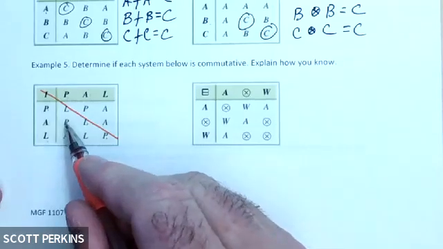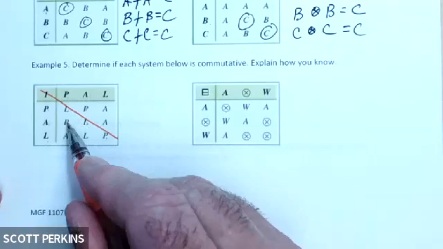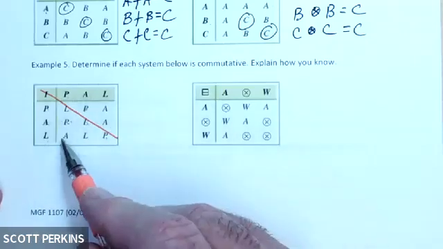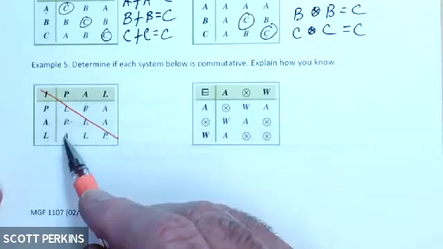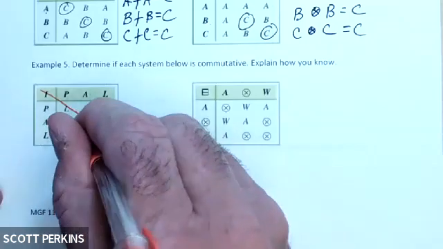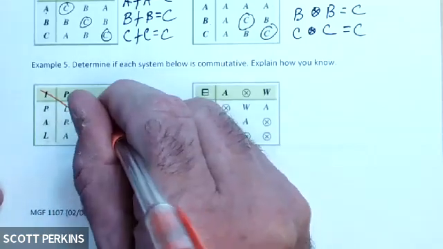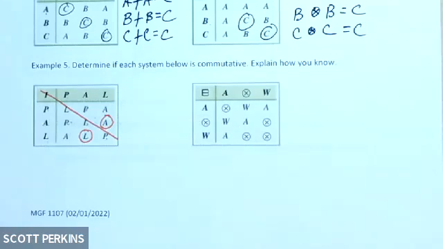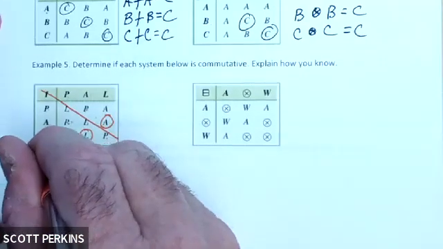Okay, so I've got P and P right here. Those are the same. So far, so good. I've got A and A here. Those are the same. But where it fails is I've got L below the diagonal and I've got A above the diagonal. So that's how I know that this one is not commutative.